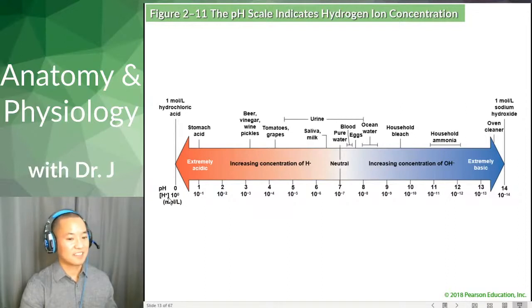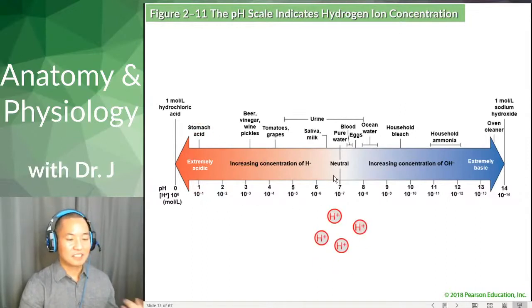There is such a thing as negative pH, but in terms of the body, notice that all the bodily fluids like urine, saliva, milk, and blood tend to be around here, although things like stomach acid are very acidic. So we are talking about hydrogen ions.